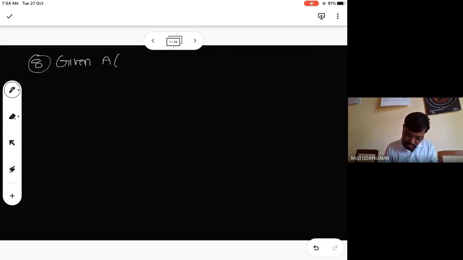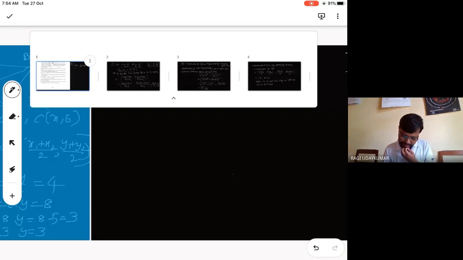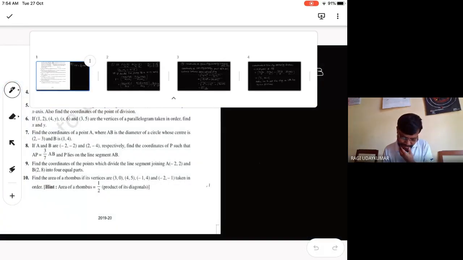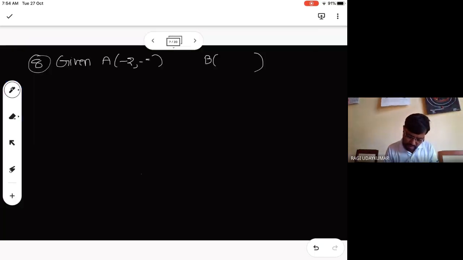Given A, one point is given, B, another point is given. So what are the coordinates of the points? Here it is given to you: -2, -2 and 2, -4. Okay, the two points are (-2, -2) and (2, -4).